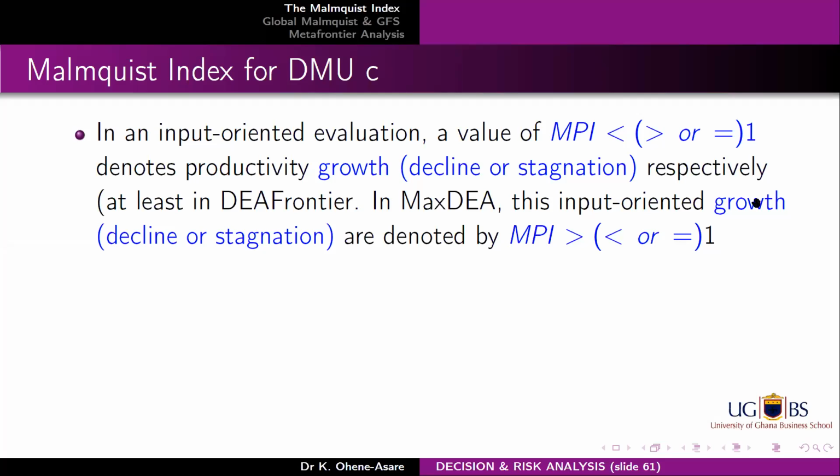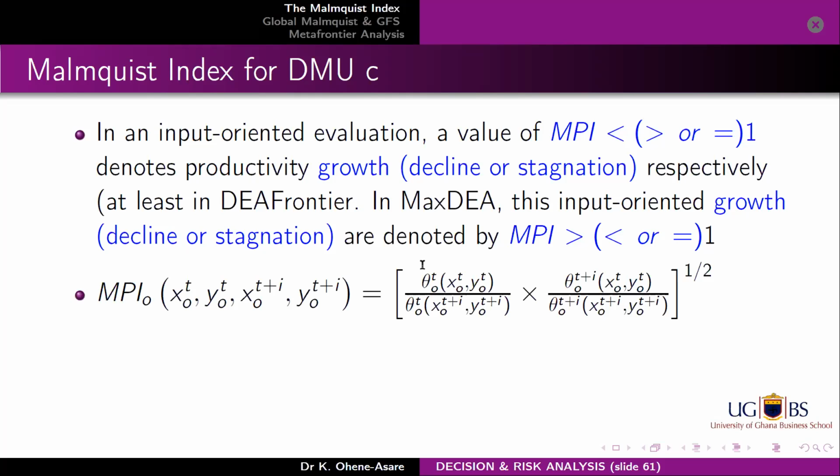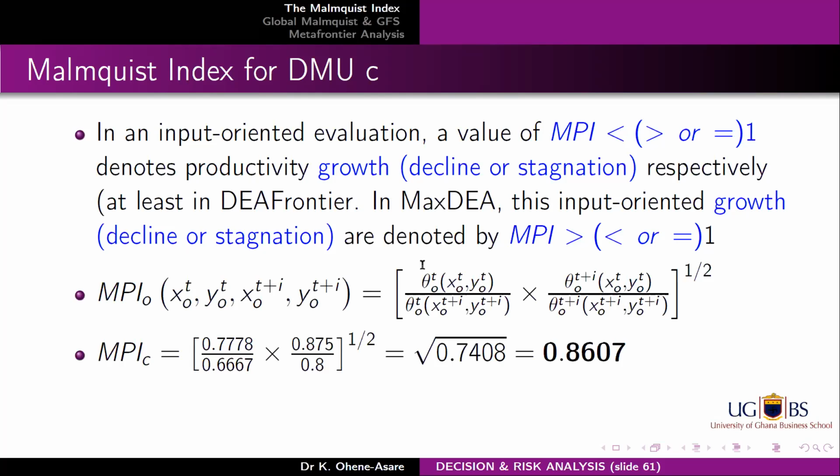So this is showing a productivity progress, growth, greater than 1. If the Malmquist productivity index is greater than 1, it's showing productivity progress. If MPI is less than 1, it's showing productivity regress. That's a Malmquist.